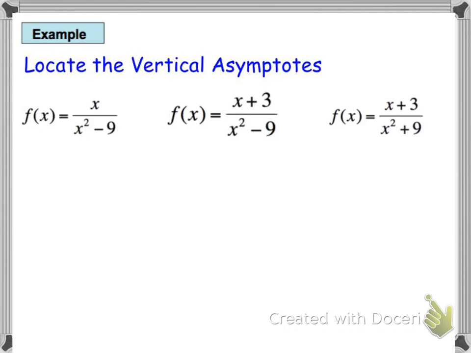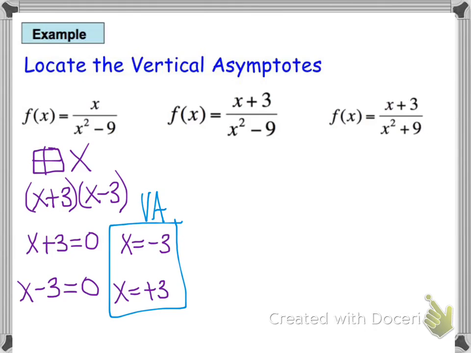Let's go ahead and try a few examples. Please take some time and write down these examples because we'll be addressing each different possibility: a vertical asymptote, a hole, and then a rational function that results in no vertical asymptotes. So go ahead, pause the video, and copy down these examples.